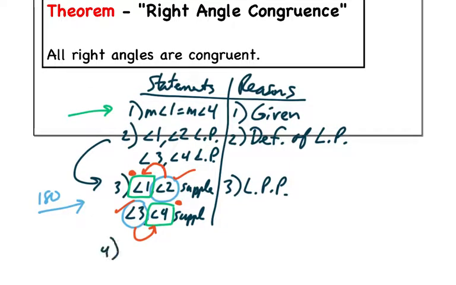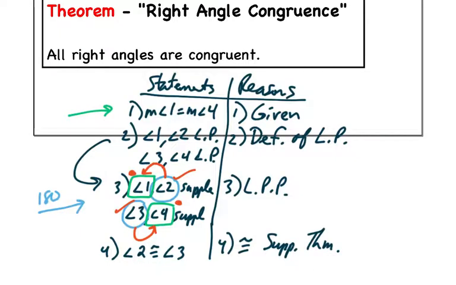You ready? So right away I can say that angle 2 is equal to or congruent to angle 3. And again, the reason by the congruent supplements theorem. Okay, that said, again, that because 2 and 3 were supplementary to 1 and 4, and 1 and 4 are congruent, then 2 and 3 are also congruent. Proof destroyed in 4 steps.